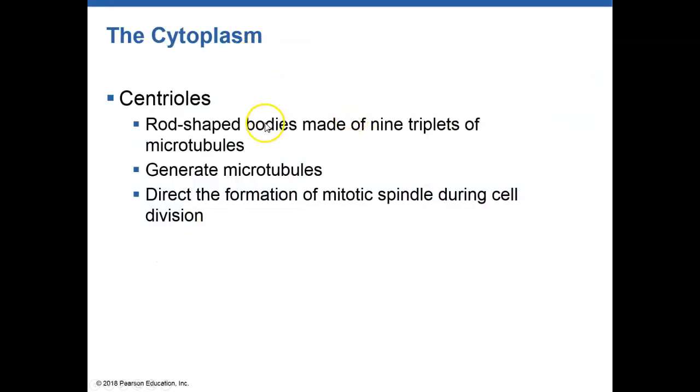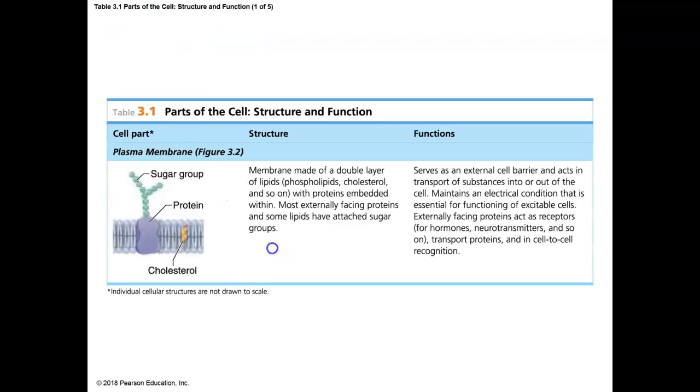Centrioles are rod-shaped bodies that are composed of multiple microtubules. The microtubules then within the centrioles form spindle fibers and help in moving DNA during replication, cell replication, and cell division.